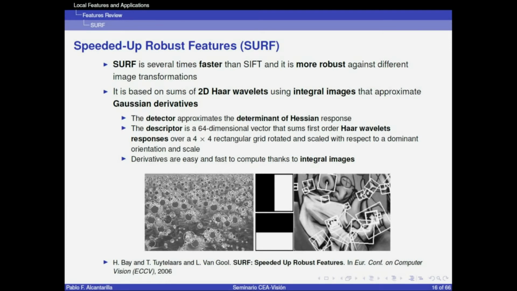Having said that, SURF doesn't need to compute the whole Gaussian scale space representation. Instead, it uses Haar wavelet responses that approximate Gaussian derivatives. In this way, the detector approximates the determinant of Hessian response, which means that SURF is a blob detector. In this case, the descriptor is a 64-dimensional vector that takes into account the sums of first-order Haar wavelet responses over a 4x4 rectangular grid, which is rotated and scaled according to a dominant orientation and scale.